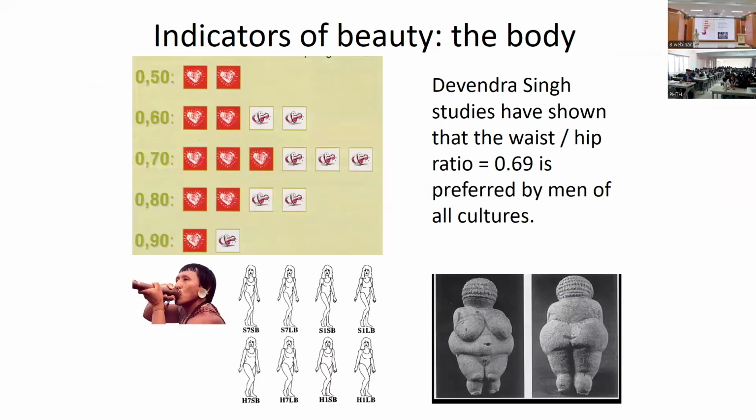But a female is not seducing just by the face. She is seducing also by the body, by the shape of the body. So one great scientist, Devendra Singh from India, who was working in the United States, made a very interesting experiment. He used silhouettes of girls with identical faces, not different, but changing the waist to hip ratio.